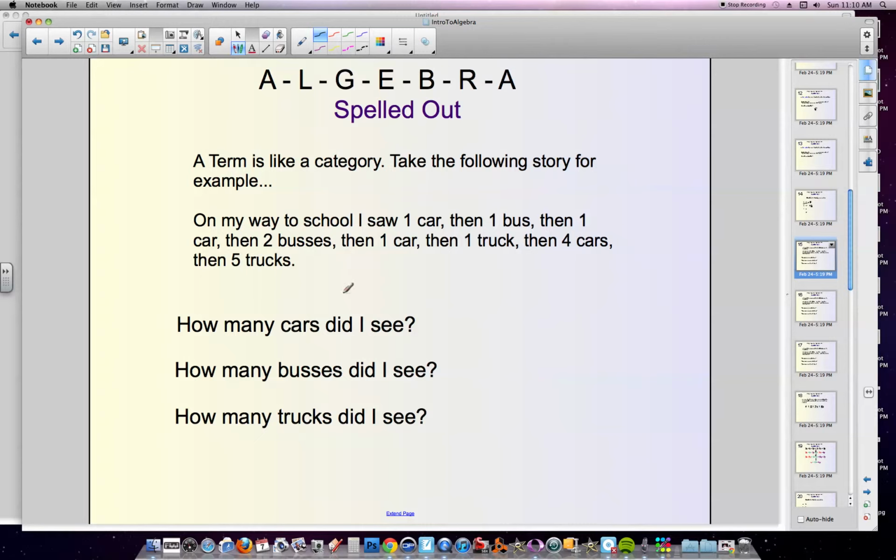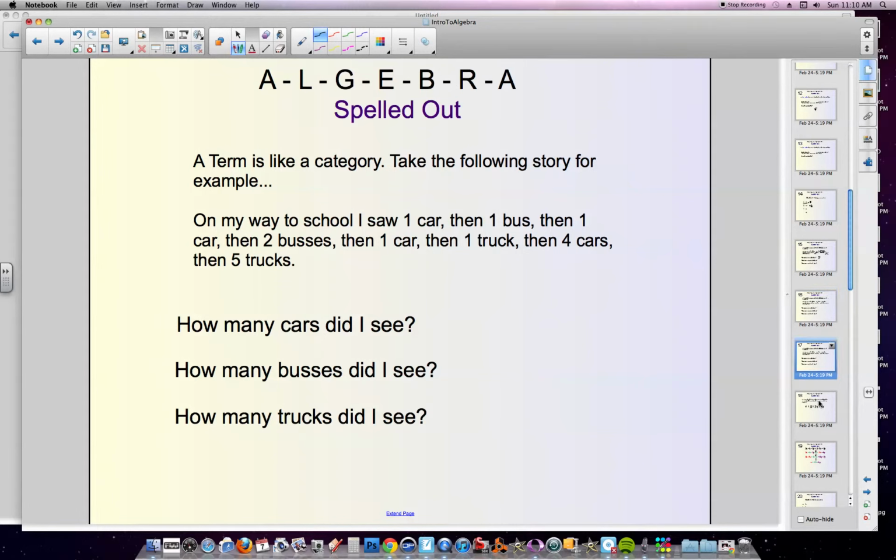If I said, how many cars did I see? You wouldn't just add all the numbers up, because these aren't all cars. You would say, well, there's a car, and there's a car, and there's a car, that's 3, and then there's 4 more. So you'd say, hey, that's 7. You knew not to add this, because that's not what the question was asking. You can't combine this. This is something totally different. This is a bus.